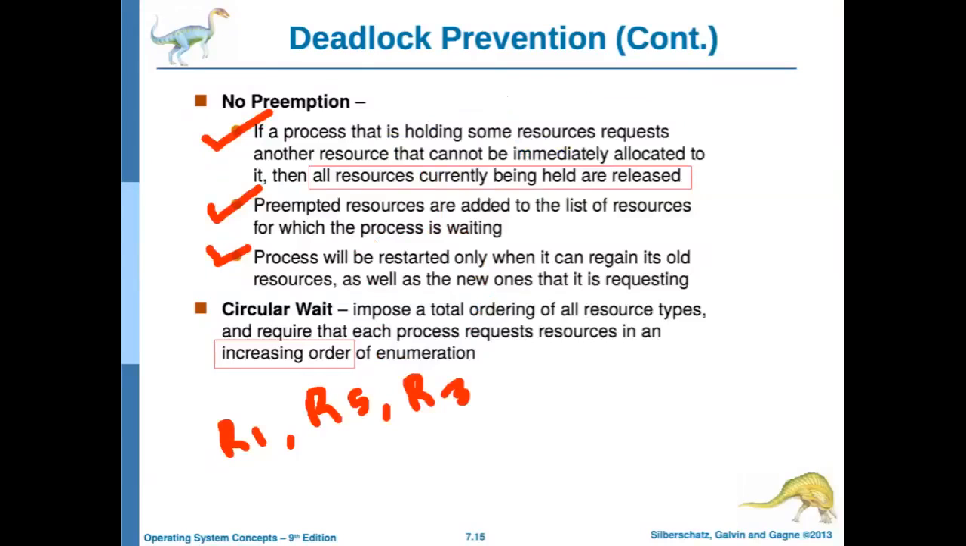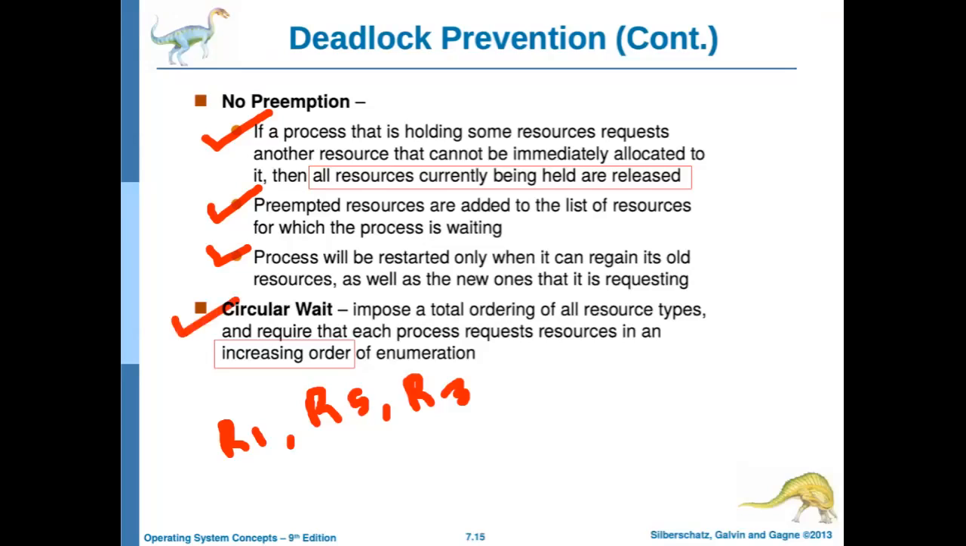So resources must be requested in increasing order of enumeration, like numbers, I can say. So resource type 1, then 2, then 3, then 4, 5, 6, something like that. Whenever you need, say for example, 3 resources, R5, R8 and R1, that process must request the resources in increasing order. So it will request R1 first, then R5 and then R8. This ensures that there will not be any circular wait.